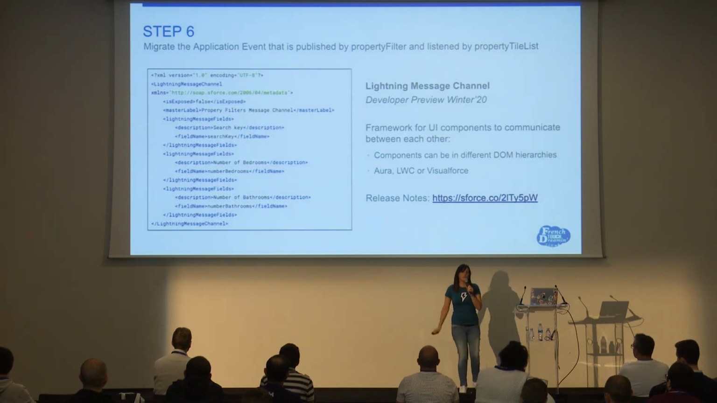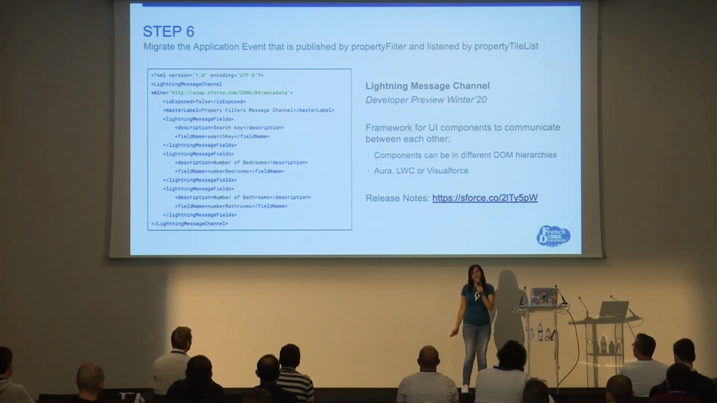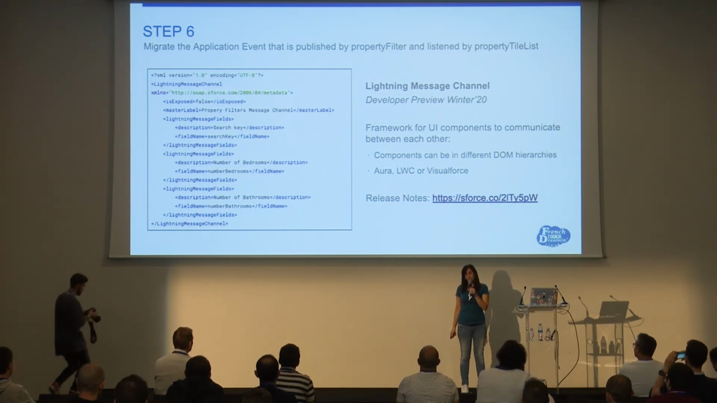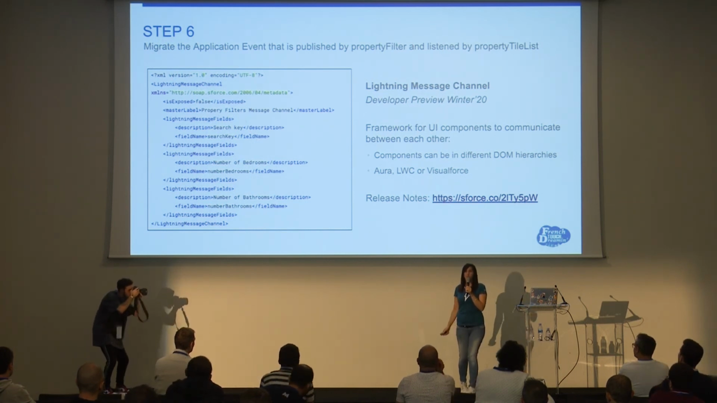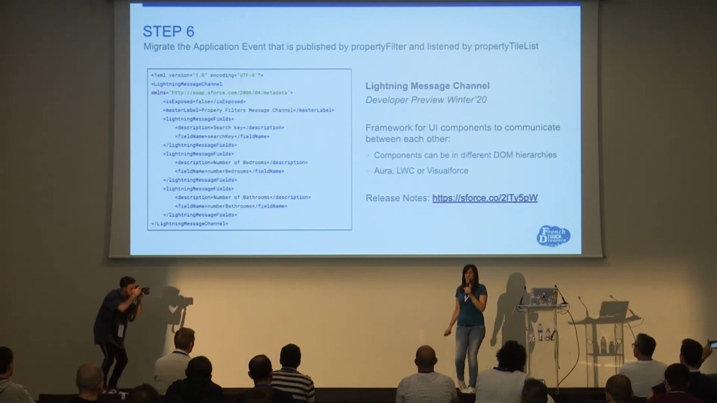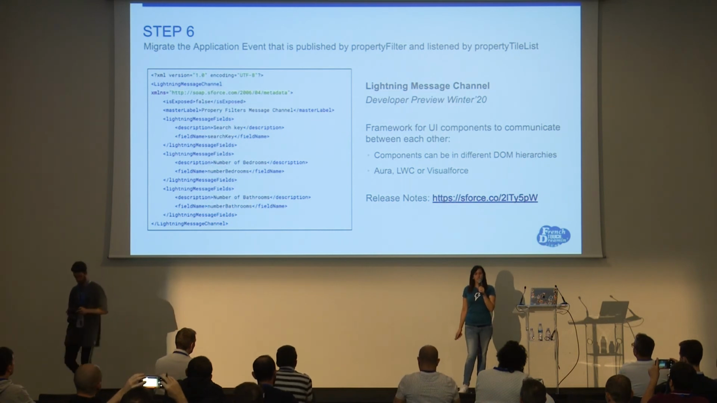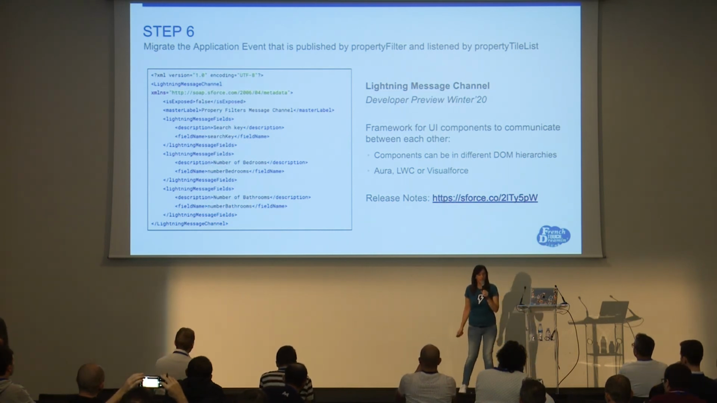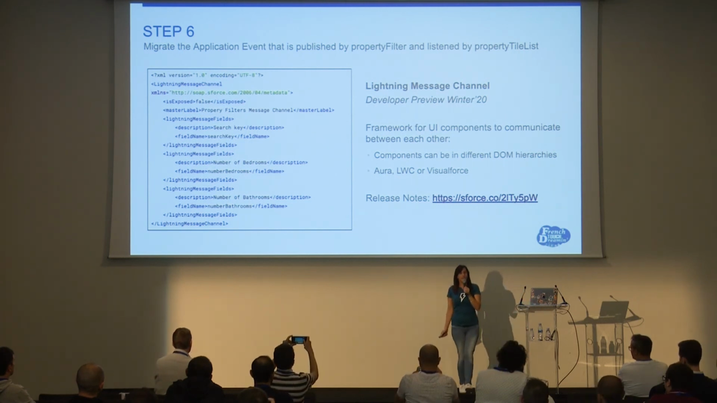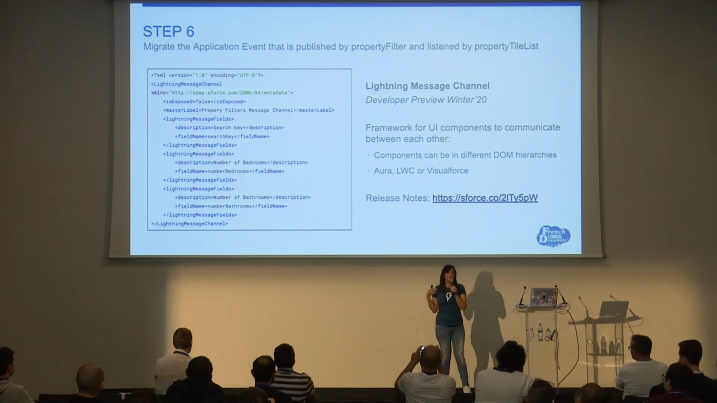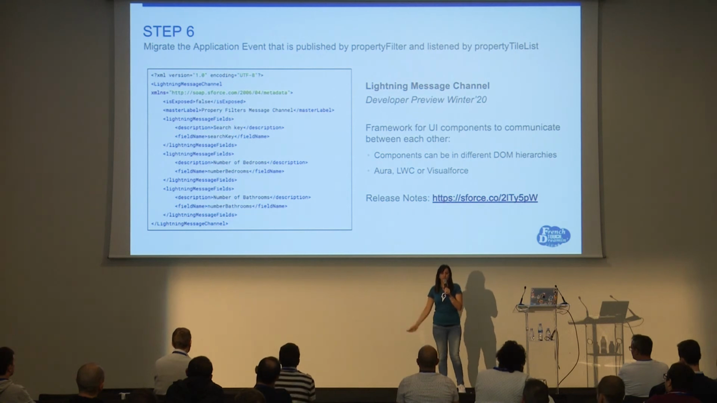So now what do we have? The Lightning Message Service. This is developer preview in Winter 20, so it's fairly new. You can already get your hands on it with any developer org that has Winter 20 already on it. And the Lightning Message Service is using a new metadata type called Lightning Message, which is similar to the application event because there we can define fields that are going to define the payload of the event, what the event is going to carry when it's fired.